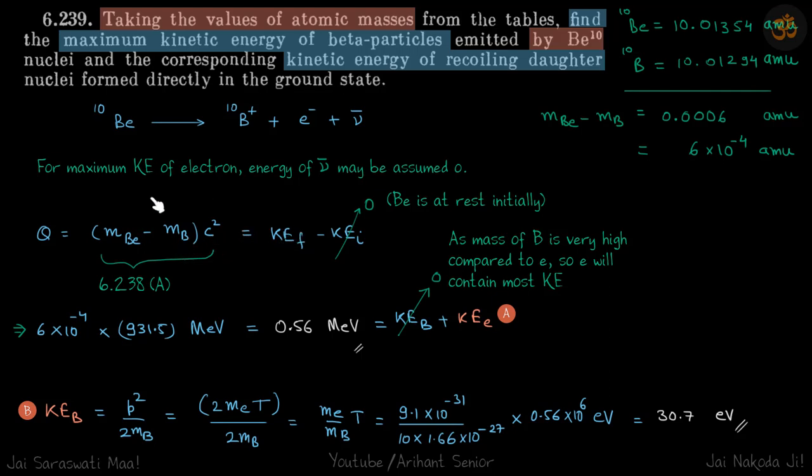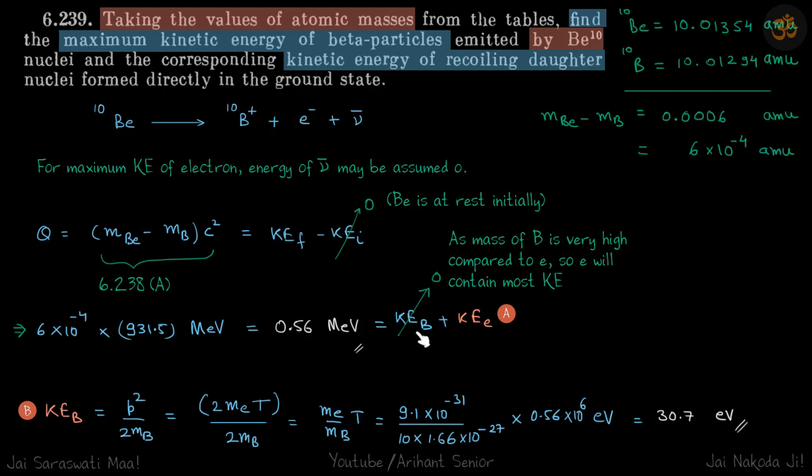So this energy is used for final kinetic energy minus initial kinetic energy. And initially Be is at rest, so we can assume that this becomes 0. So we solve this, putting the values from the table. You can see that here. So this comes to be this. And final kinetic energy means the energy between this and this.